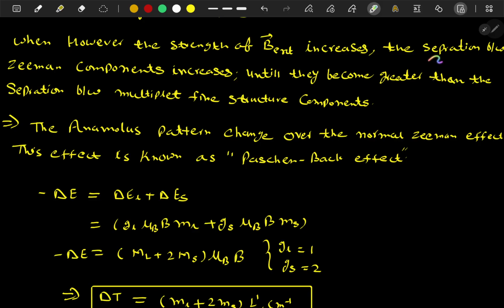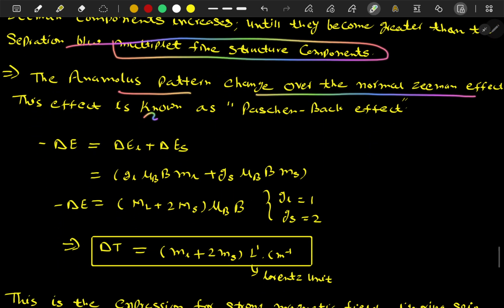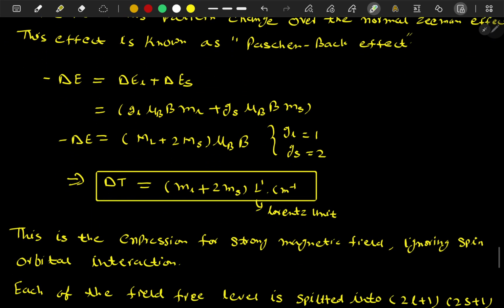So what we are doing? The separation between the components is increasing with respect to B increasing. Now till how much will we do this? Until they become greater than the separation between multiple fine structure components. So overall, the separation between the splitting levels should be greater than the separation between multiple fine structure components. This is the point. Now the anomalous pattern changing over to the normal Zeeman effect is known as the Paschen-Back effect.